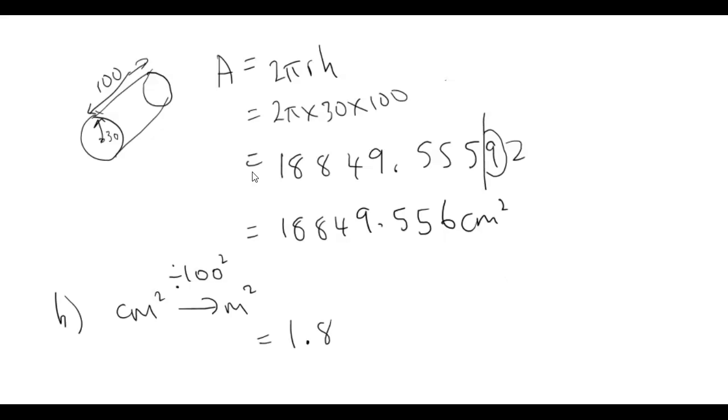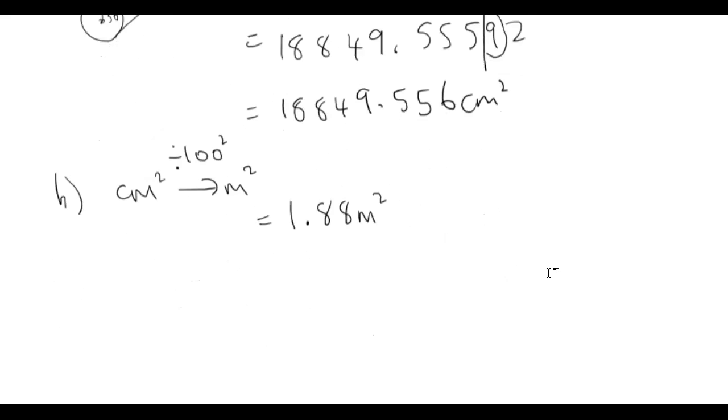1.88, and you can think, all right, I'm just doing my rounding from here. It's to 2 decimal places. So this 4 doesn't mean we round up. So we're just going to leave it as 1.88 meters squared.